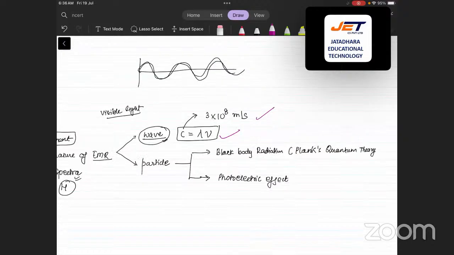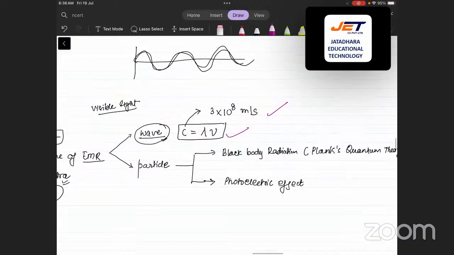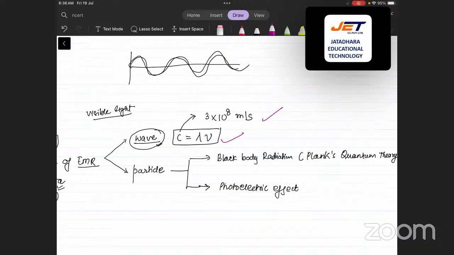Okay. So now we moved on to those experiments by which the scientific community came up with the conclusion that radiations have particle nature also. In that we learned about two things, which are the black body radiation and the photoelectric effect.